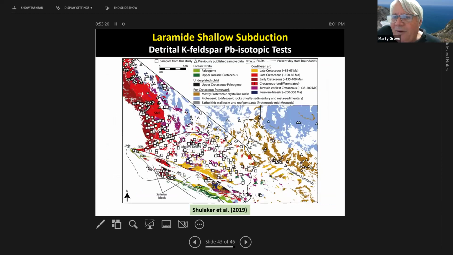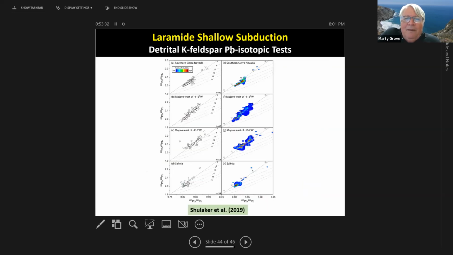So finally, and I'm almost done, we're going to look at some results from lead isotopes from the same materials. And so the first thing we did was we characterized the southern Sierra Nevada and the Mojave region. The southern Sierra Nevada and the Salinian block right here, you can see, have a much more restricted distribution of lead isotope ratios relative to the Mojave region.